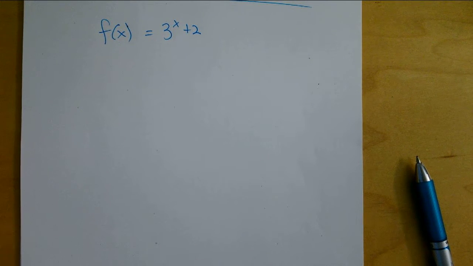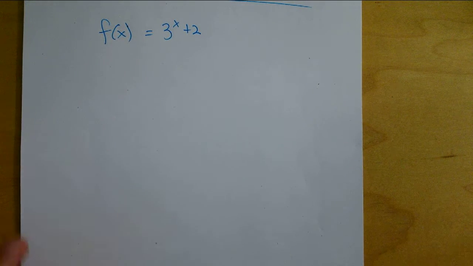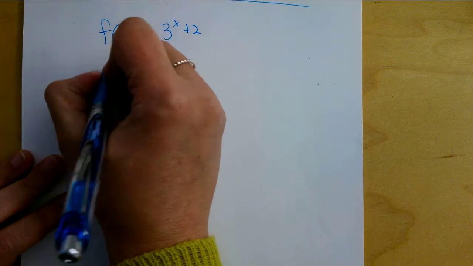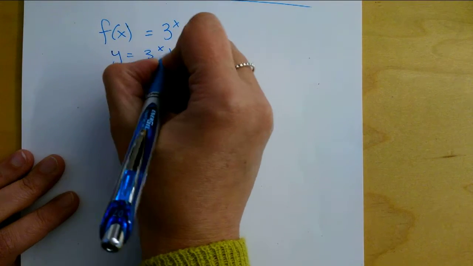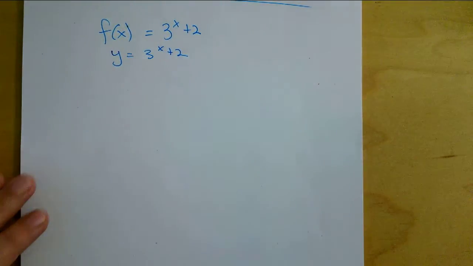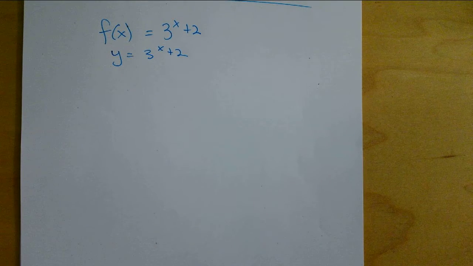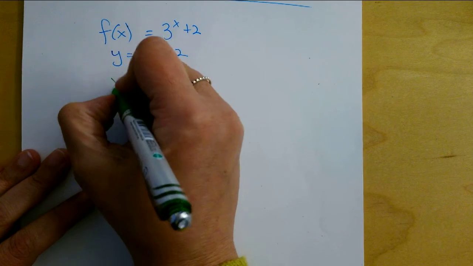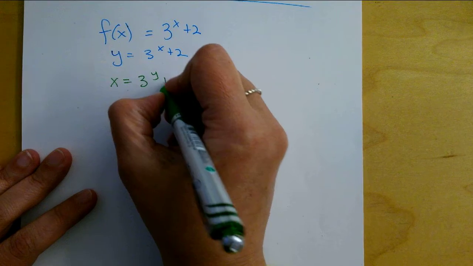Okay, let's talk about how we would find the inverse here. So the very first thing we would do, set this y equals 3x plus 2. Or 3 to the x, not 3x, 3 to the x, okay? How would we find the inverse? First step, swap the x and y. So we have x equals 3 to the y plus 2.